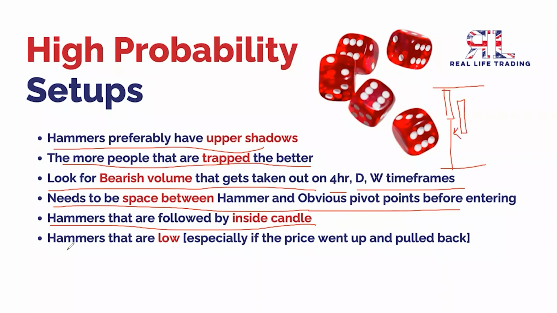Lastly, hammers that are low. When I say low, I mean low in position, especially if the price went up and pulled back. So what do I mean by that? If the price comes up and then pulls back, and then we can find a hammer somewhere in here, then we could look to get in with an entry there and a stop there, and hopefully we can catch the next break upwards. So essentially, those are the higher probability setups. Any questions on that?